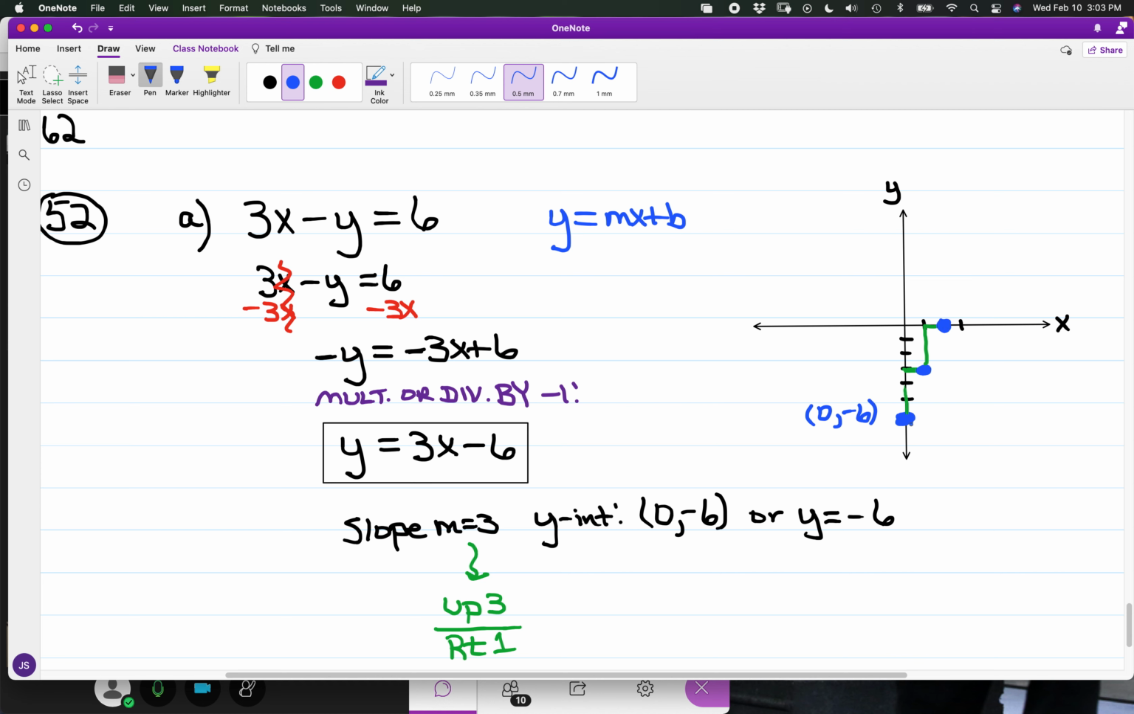So I'm going from 0, -6, and then if I go to the right 1, I'm going from x equals 0 to x equals 1. Now for y, going up 3 units, I have -6 plus 3 is -3. And then doing likewise, shifting over to the right 1 unit, I have x equal to 2. And then -3 plus 3 is 0. So I'm on the x-axis at 2, 0.